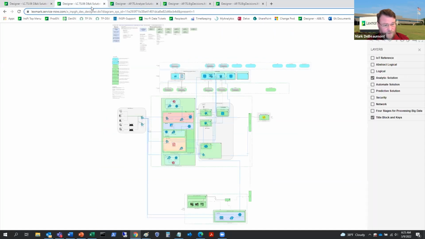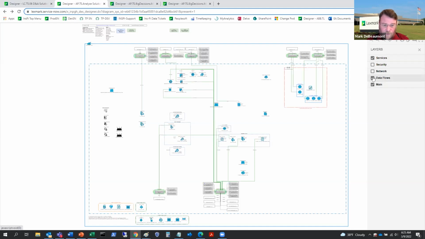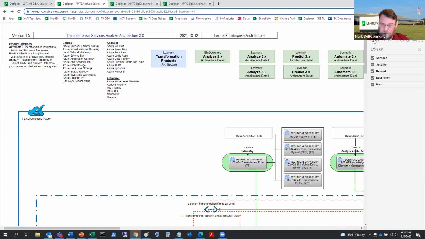One of the things that we do from this architecture is we come in and we build out like the analyze portion of it, right? So we talked about the various components that would be necessary to achieve an objective. This is an analyze architecture. Here are the main components. We can then add the services on top of that. We can add the data flow. So what is the actual flow of data? The network components, and the security components.